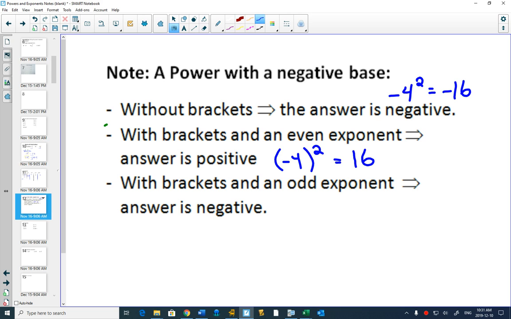If you have brackets and an odd exponent, so if I have negative 2 cubed, a negative times a negative times a negative, my answer will be negative. Logan, 2 times 2 times 2. Excellent. So this will be negative 8.